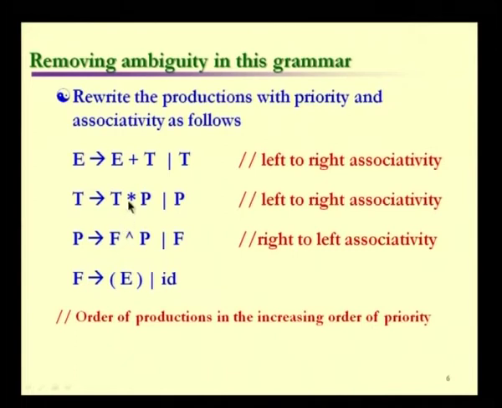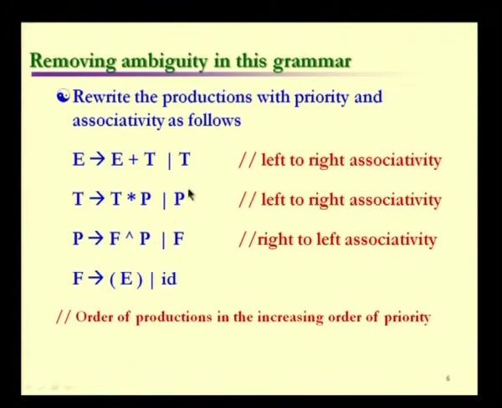If you want to follow left to right associativity, then the left hand side variable must be available on the leftmost end of the right hand side, as in the case of E derives E plus T and T derives T star P. But if you want to maintain right to left associativity, then we should place the left hand side variable on the rightmost end of the right hand side. So we have F to the power P there. That is the reason why we find two methods of writing the productions.